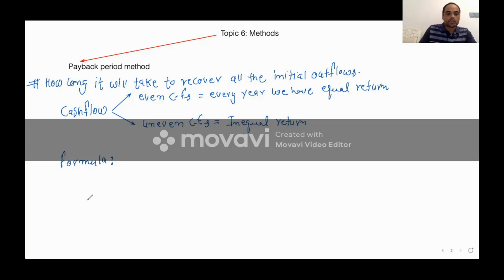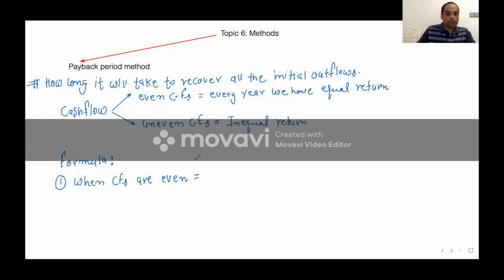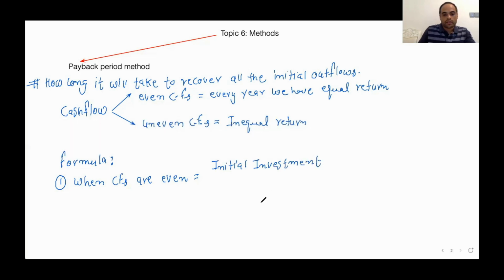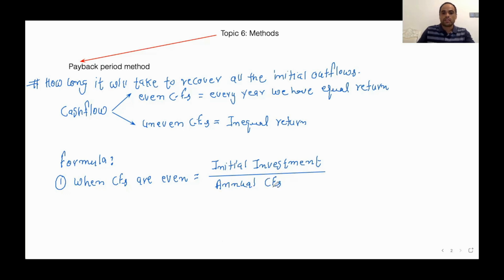So as I said, we have two cash flows, so we have two formulas. First formula using even cash flow. When cash flows are even, the formula is initial investment divided by annual cash flows, average annual cash flows or annual cash flows, whatever you want to call it. Cash flows means annual return, annual profit you're going to earn, cash inflow, right?